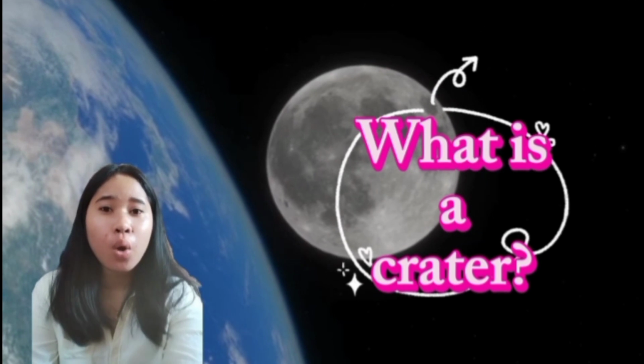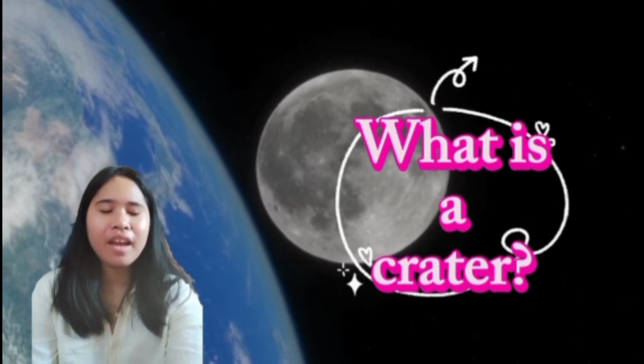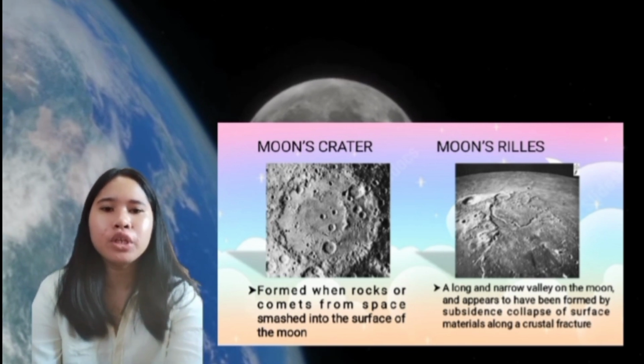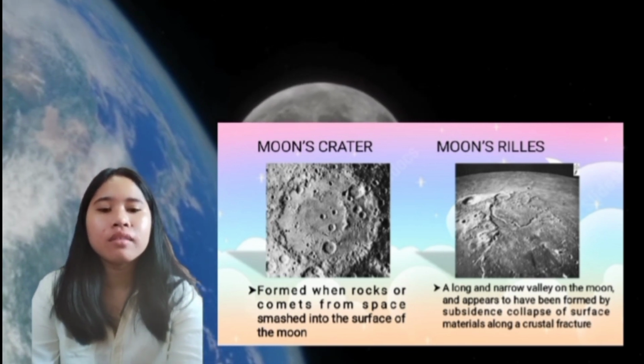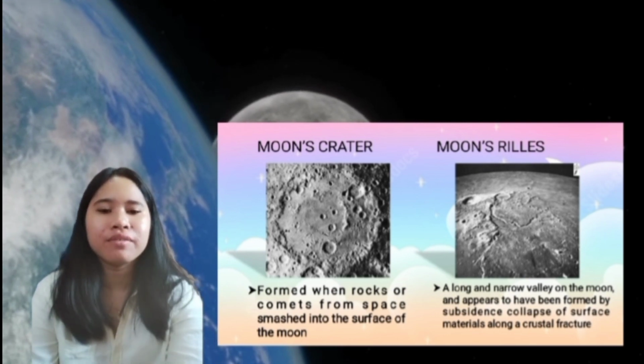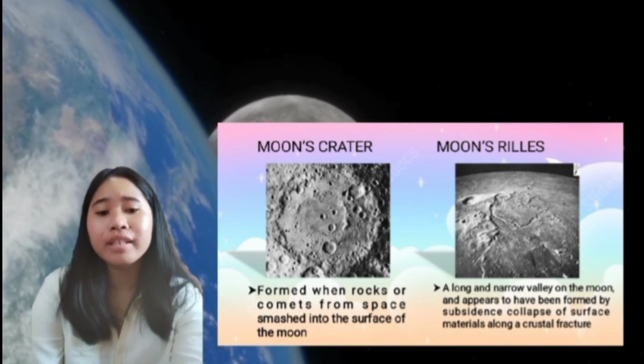So what is a crater? First things first, what is a crater? A crater is a bowl-shaped depression produced by the impact of a meteorite, volcanic activity, or an explosion.